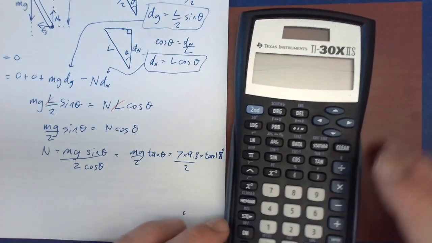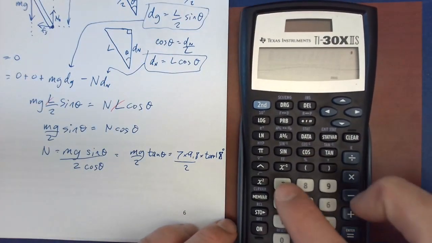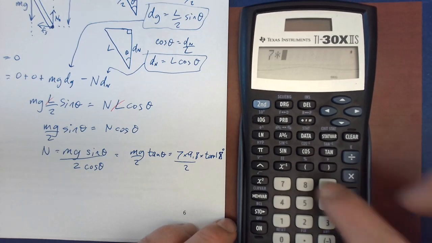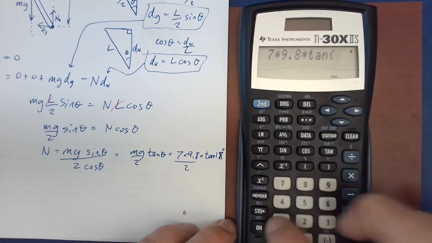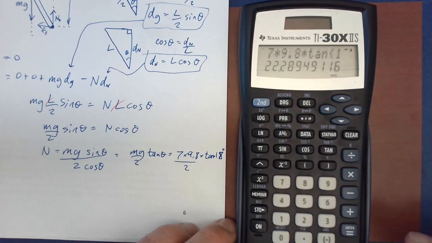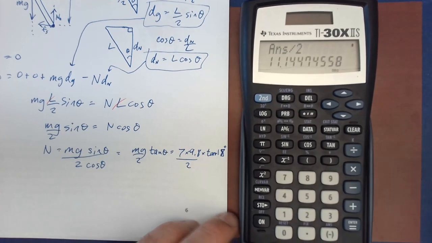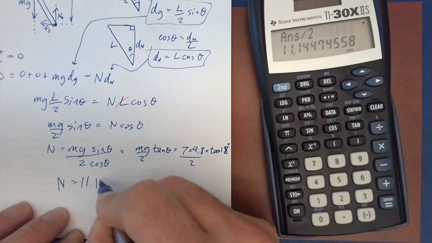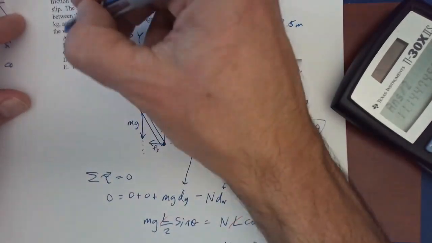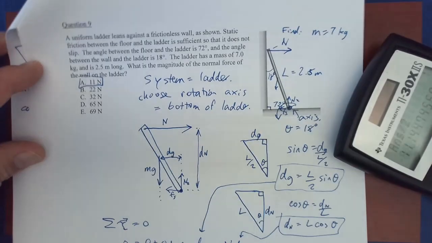Let's work that out on my calculator. 7 times 9.8 times tan 18 degrees. And don't forget to divide by 2. 11.14 newtons. So yeah, that's closest to answer A.